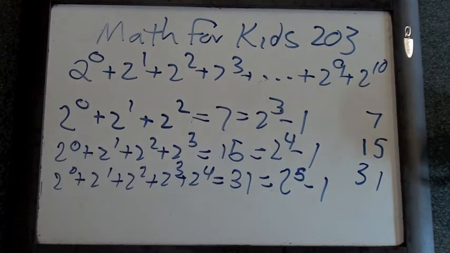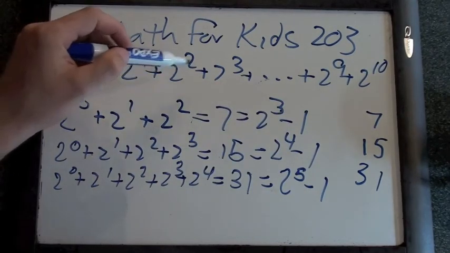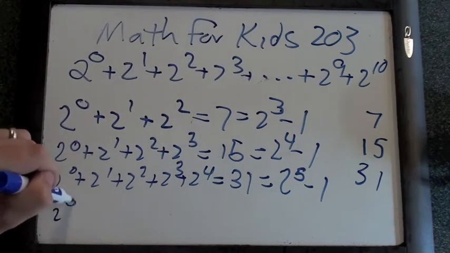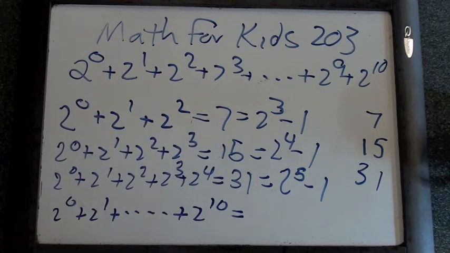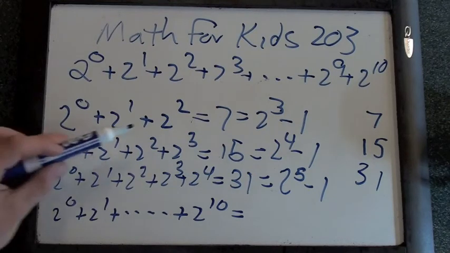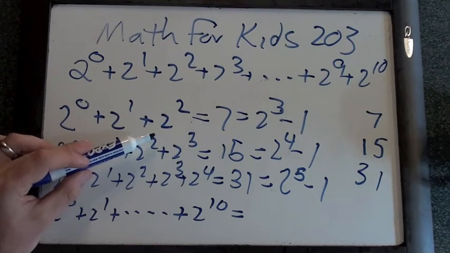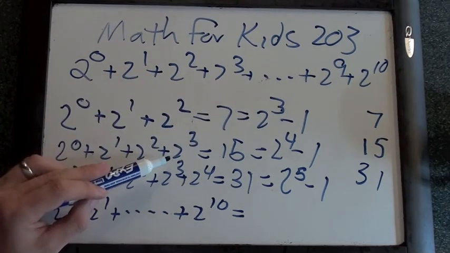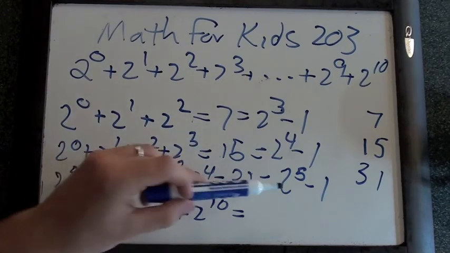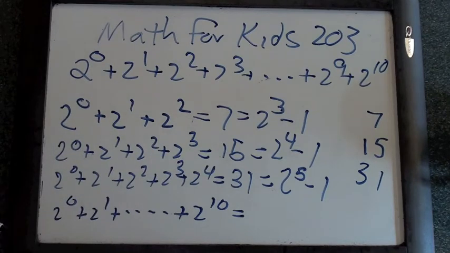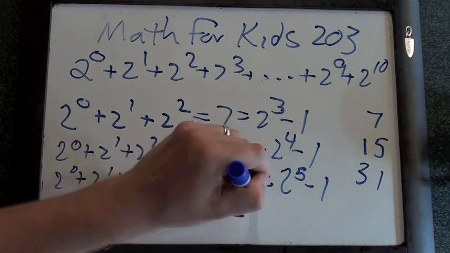So actually we have a guess as to what, when we add 2 to the 0 plus 2 to the 1 plus 2 squared plus all the way up to 2 to the 10th, we have a guess as to what that's going to be. And what is that guess? It's going to be 2 to some power minus 1. Can we get a guess on what the power might be? When we add up to 2 squared, we get 2 cubed minus 1. When we add up to 2 cubed, we get 2 to the 4th minus 1. When we add up to 2 to the 4th, we get 2 to the 5th minus 1. When we add up to 2 to the 10th, we think we're going to get probably 2 to the 11th minus 1.